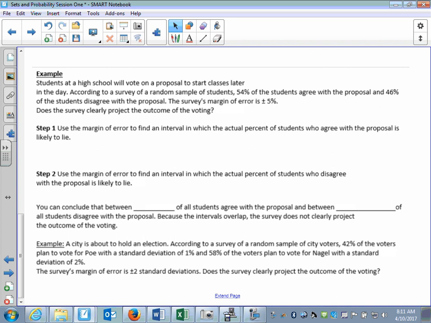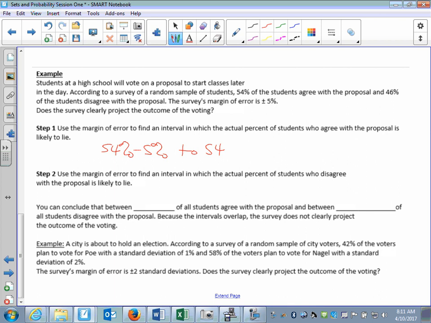Well, not clearly, because the interval for our survey would be anywhere from 49% to 59%. Now, if only 49% voted for the proposal, then it would fail. So, no, it doesn't. Step one, use the margin of error to find an interval in which the actual percentage of students who agree with the proposal is likely to lie. Well, 54% minus 5% to 54% plus 5% is the interval.